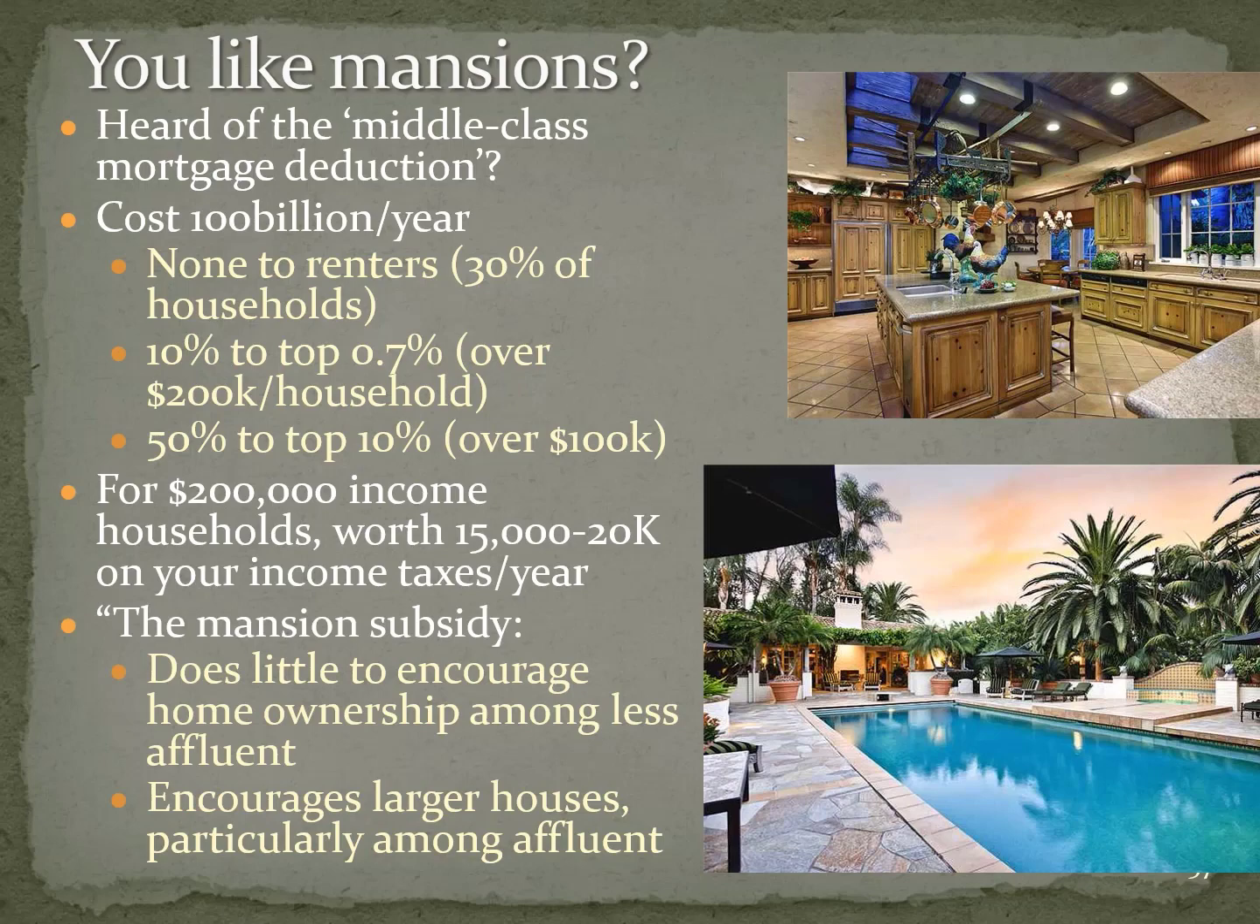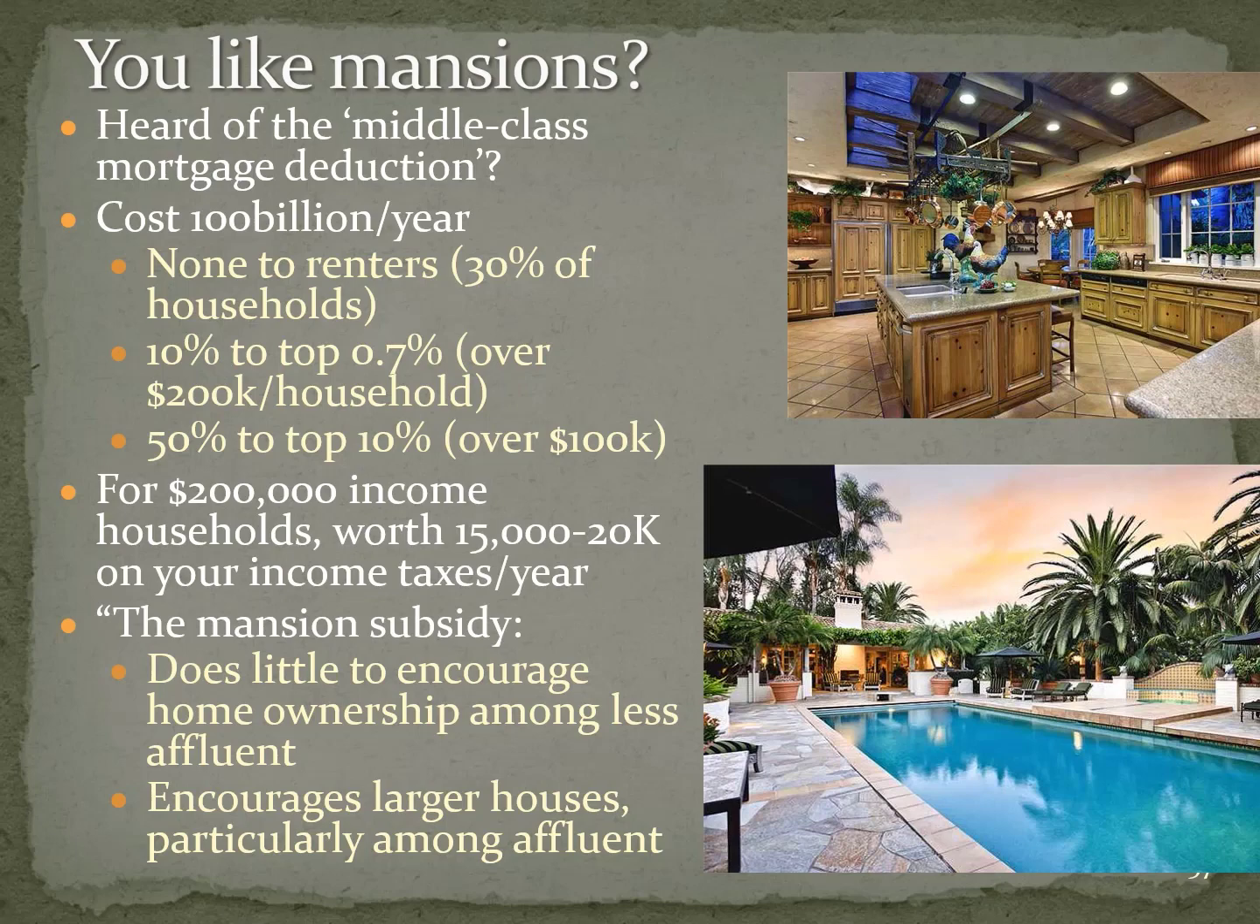For $200,000 income households, that means that they're getting $15,000 to $20,000 back on their income taxes. They're getting a check essentially for almost 20 grand each year because they can deduct what they pay on their mortgage from their taxes. It's a mansion subsidy. It doesn't do anything to encourage home ownership among the less affluent because the amount of money you get back is dependent on how expensive the house is. So if it's not that expensive, you're not really getting that much money back on your taxes.